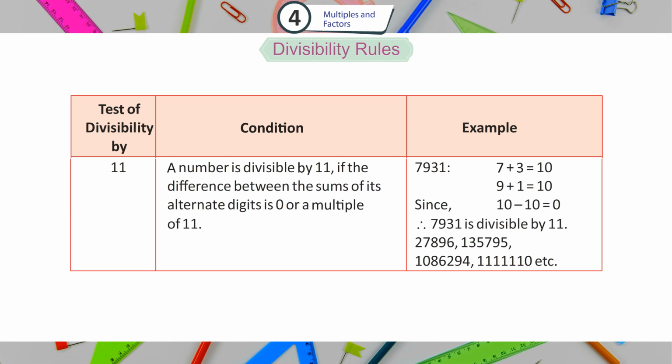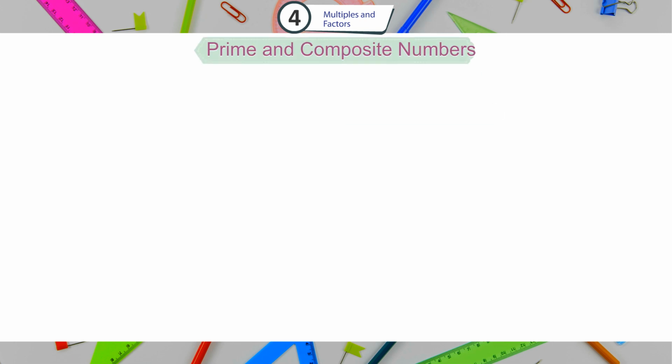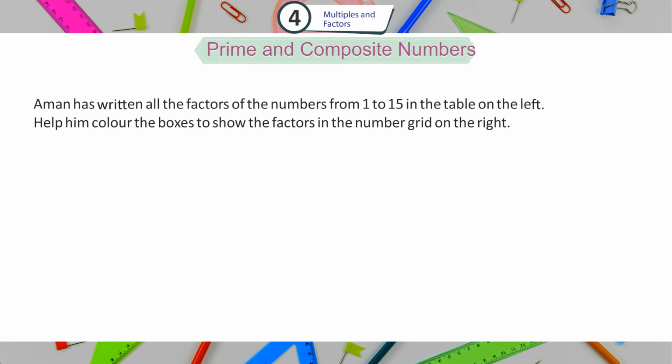27,896. 1 lakh 35,795, 1 lakh 86,294, 11 lakh 11,110. Prime and composite numbers. Aman has written all the factors of the numbers from 1 to 15 in the table on the left. Help him color the boxes to show the factors in the number grid on the right.